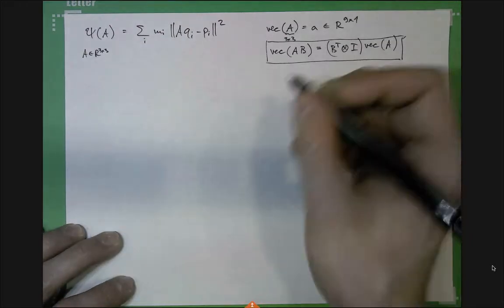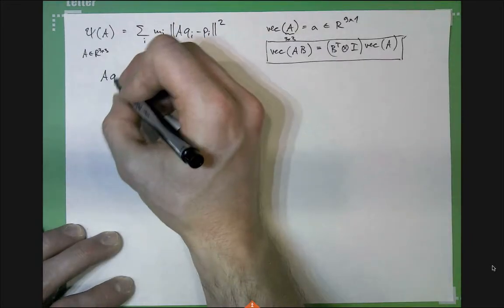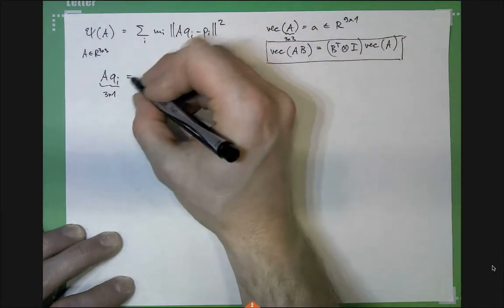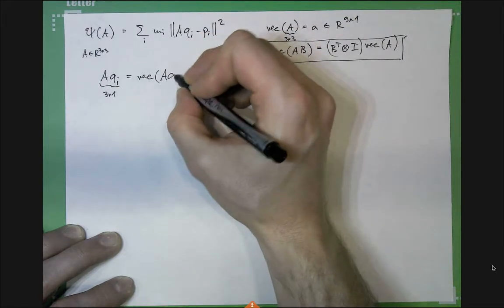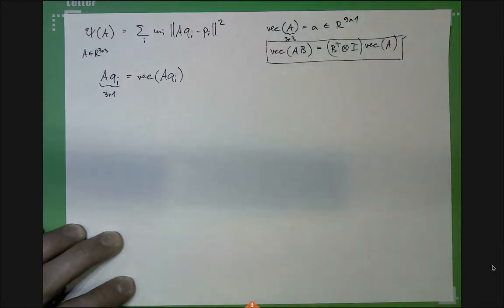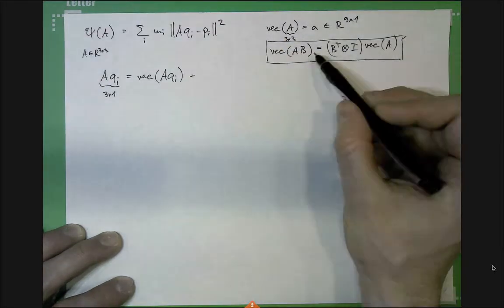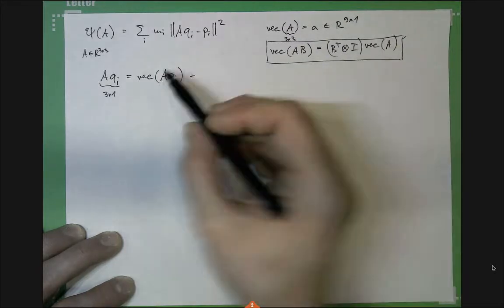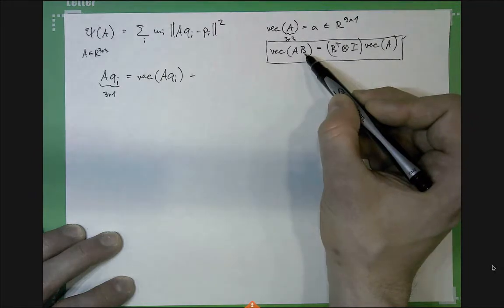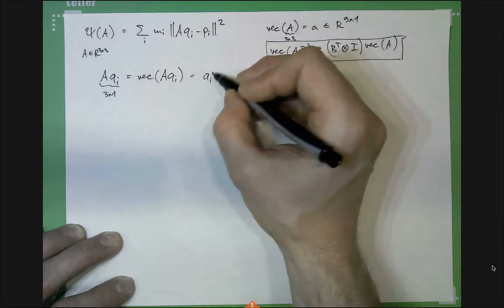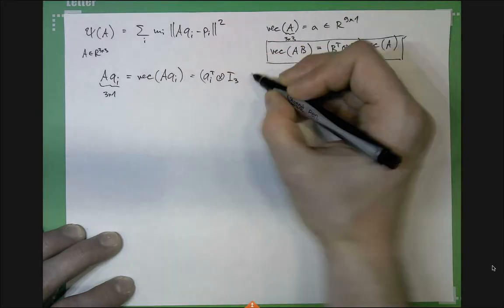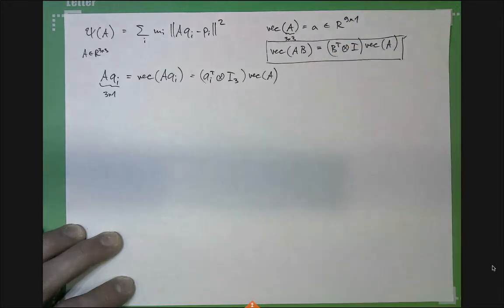So where are we going to use it? Here I'm computing A times QI, right? So A times QI is a 3x1 vector. So that's equivalent to its vectorization. If that thing already is a vector, then vectorizing it just gives me the same thing. And now using this formula, what will I get? The A is A, and the QI plays the role of B in this general formula. So here I will get QI transpose Kronecker a 3x3 identity, times vectorized A, which I just call lowercase a because it's now a vector.